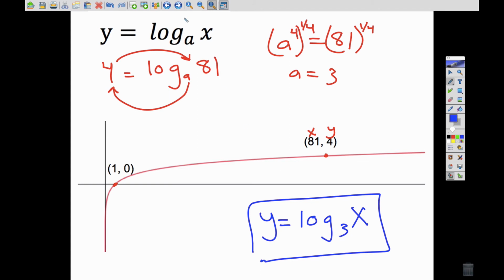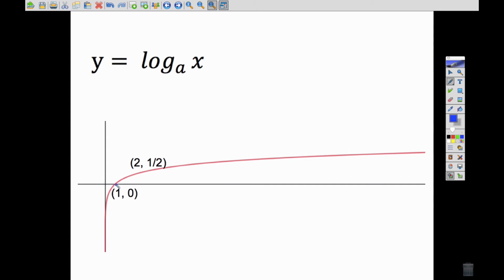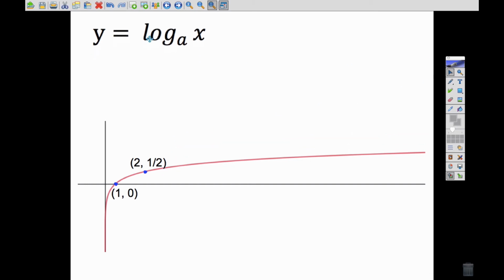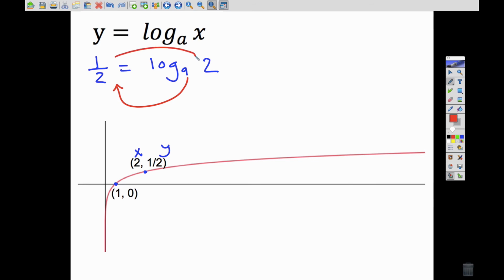Okay, we will do one more. Here I have the common point, (1, 0), and I have another point at (2, 1/2). Maybe the fraction makes me nervous, but I'm just going to plug it in and see what happens. I have 1/2 is equal to log base a of 2. Plugged my x in, plugged my y in. Now I'm going to rewrite it in exponential form. a to the 1/2 is equal to 2.